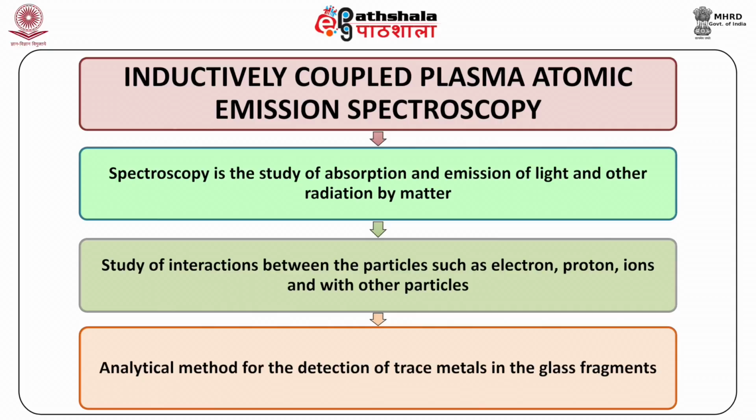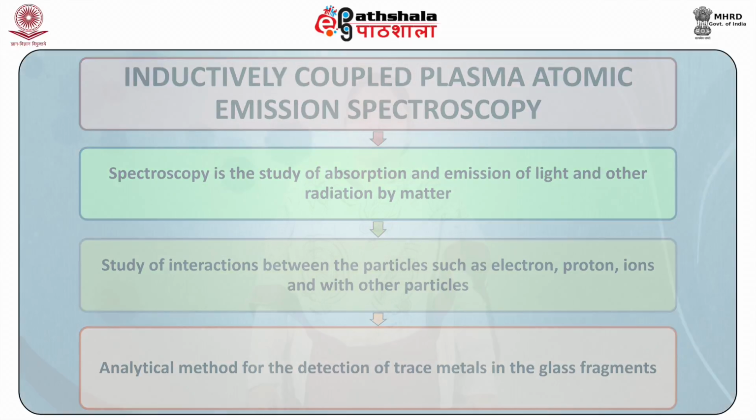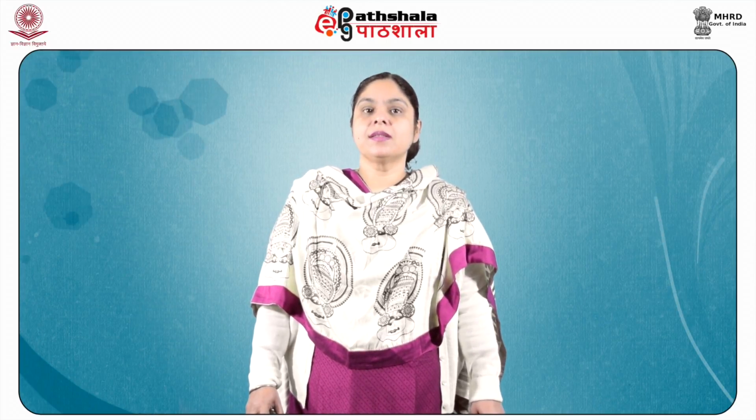Now, inductively coupled plasma atomic emission spectroscopy, which is also known as inductively coupled plasma optical spectroscopy, is nothing but an analytical method for the detection of trace metals in the glass fragments. It is a type of emission spectroscopy that uses inductively coupled plasma to dissociate the sample into its constituent atoms and ions. They return to their ground state by emitting electromagnetic radiation at a wavelength characteristic of a particular element.